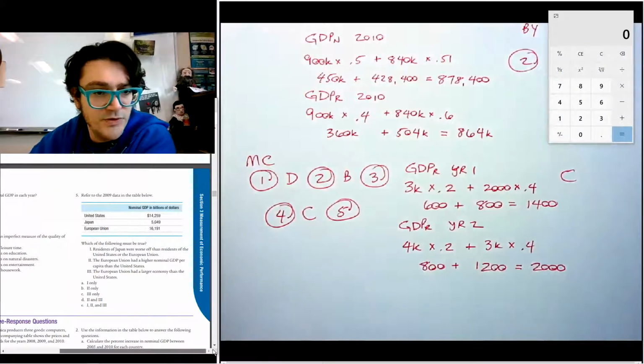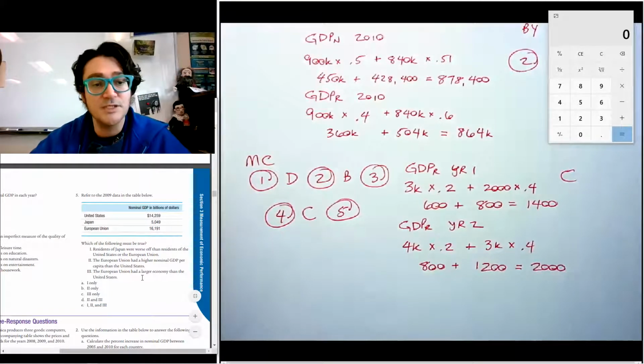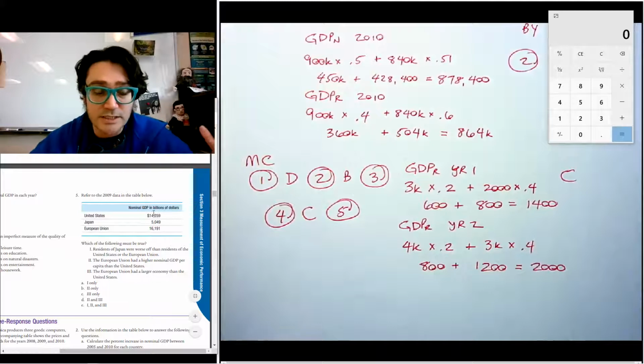5. Refer to the 2009 data, nominal GDP in billions of dollars. Which of the following must be true? Residents of Japan were worse off than residents of the US or the European Union. Well, this is just the total GDP. We don't know what the population is. So we can say we don't know that number 1 is true.